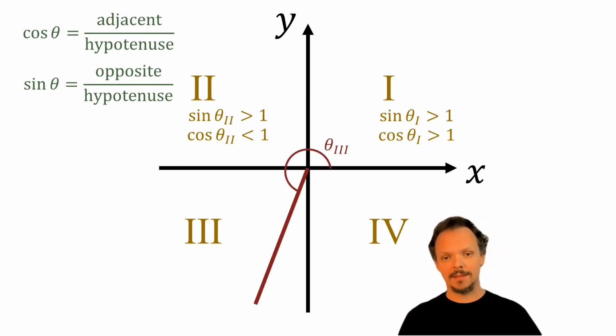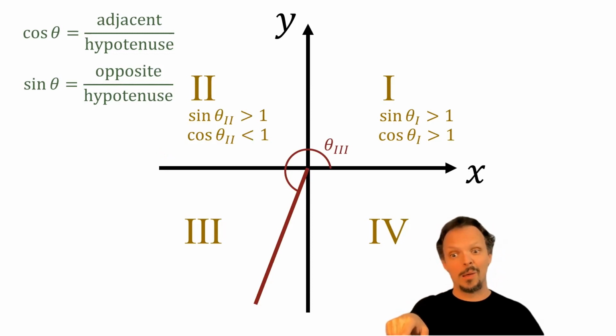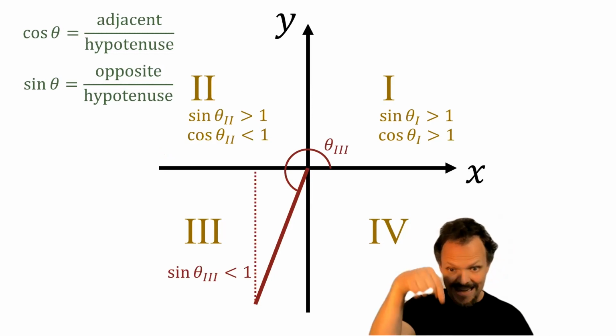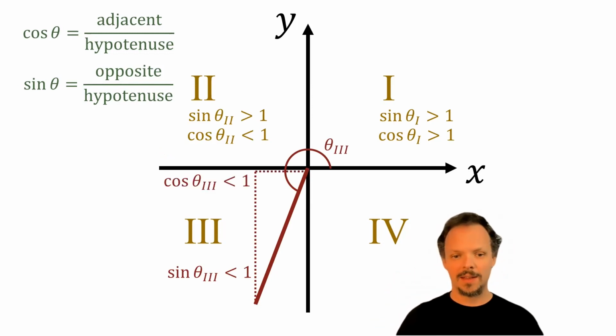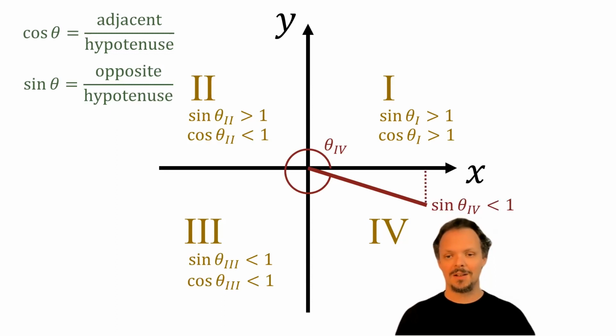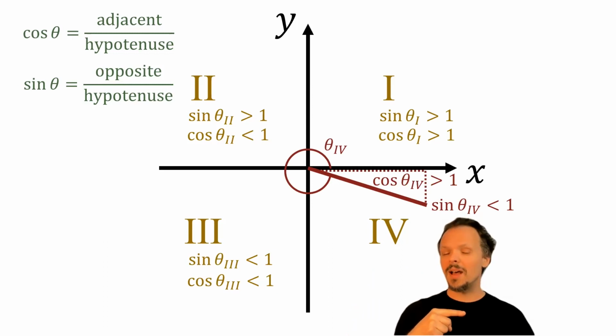Down in quadrant number 3, again, we're still measuring our angles relative to the positive x-axis, so we kind of go all the way around here. In this case, the opposite side is towards the negative y, so the sine is negative, and the cosine is also towards the negative x, so they're both negative in this quadrant. Finally, we've got quadrant 4, where we've gone almost all the way around. Here, the sine is still pointing kind of downish, so the sine is negative, and the cosine, in this case, is towards the positive x-axis, so the cosine is positive.